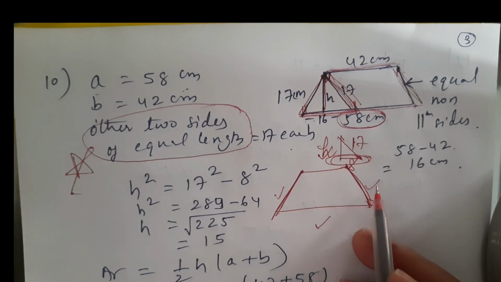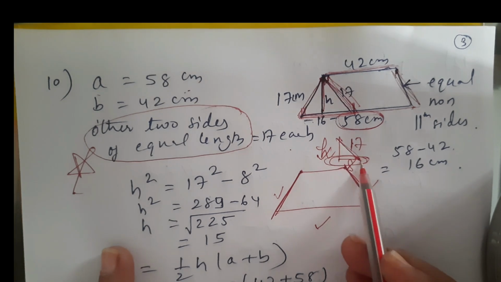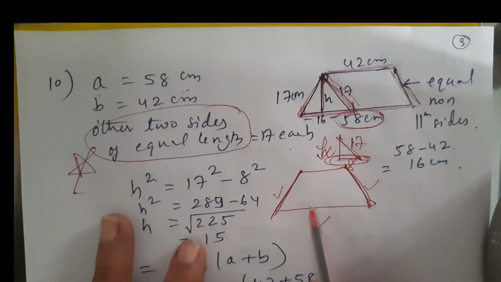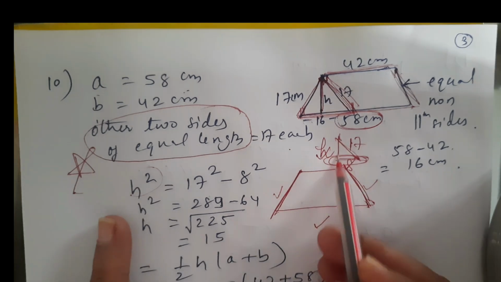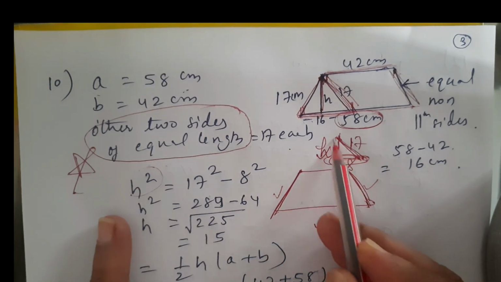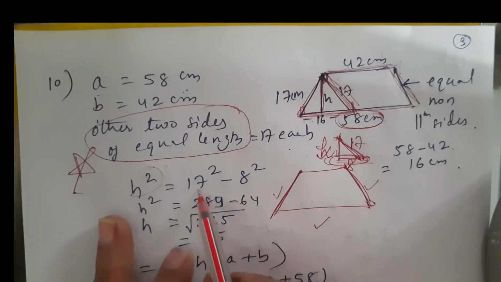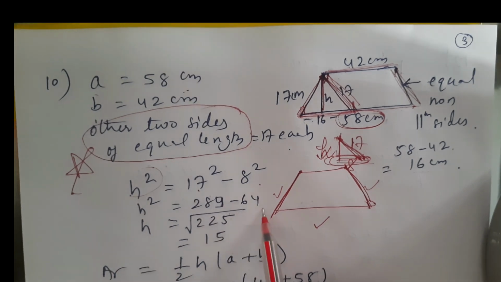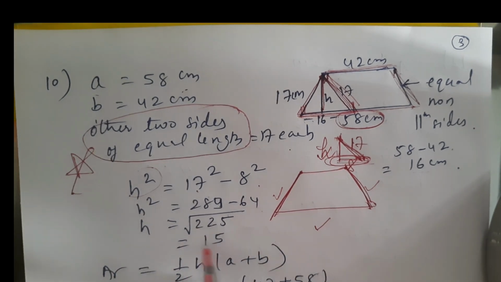So as all of you know Pythagoras theorem, h square is equal to p square plus b square. Okay. So here to find h, that is hypotenuse square minus base square. 17 square minus 8 square. 17 square is 289. 8 square is 64. If we subtract them, it's 225. Root of 225 is 15. Thus we got the height.